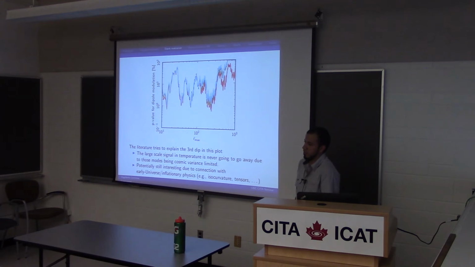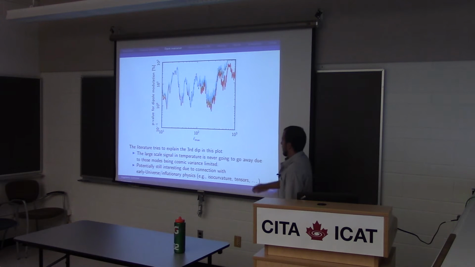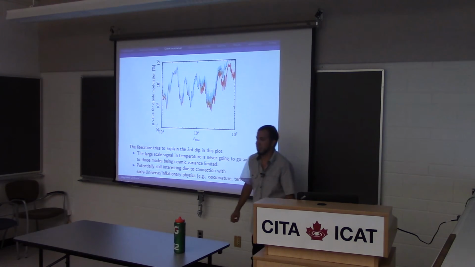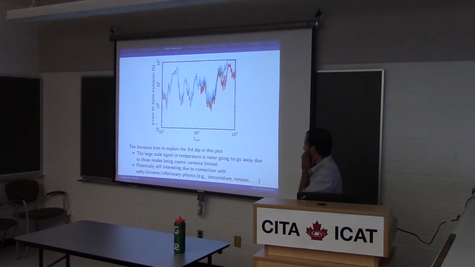But I mean, the difference between this and here isn't really significant. What does this look like if you just take some random Gaussian realization of the sky? Yeah, you get stuff like this a lot.